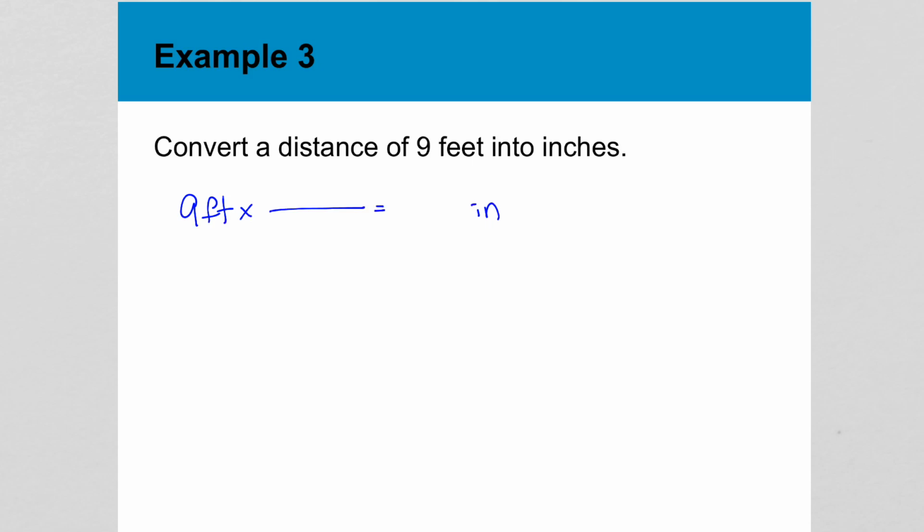And the conversion factor with feet in inches is that there's 12 inches in a foot. So we're starting with feet, and it's on the top, so 1 foot needs to go on the bottom, 12 inches on the top. That allows us to cancel out our feet, and 9 times 12 is 108 inches.